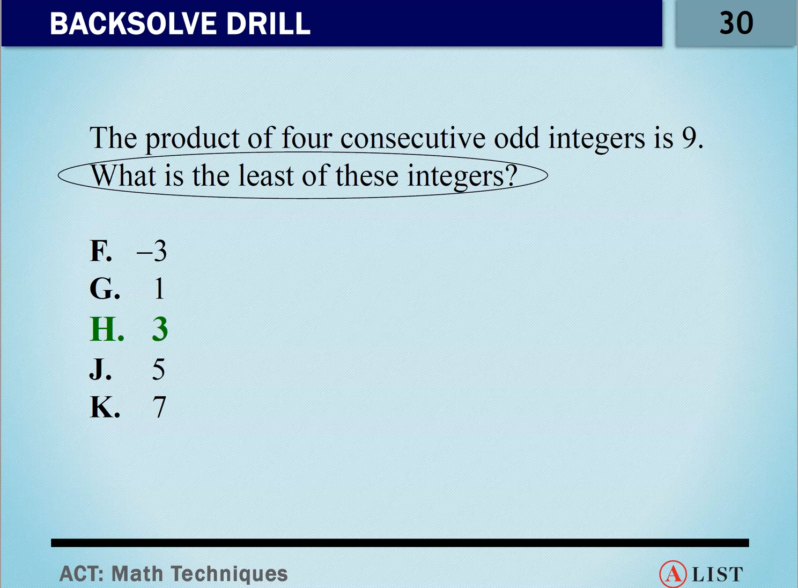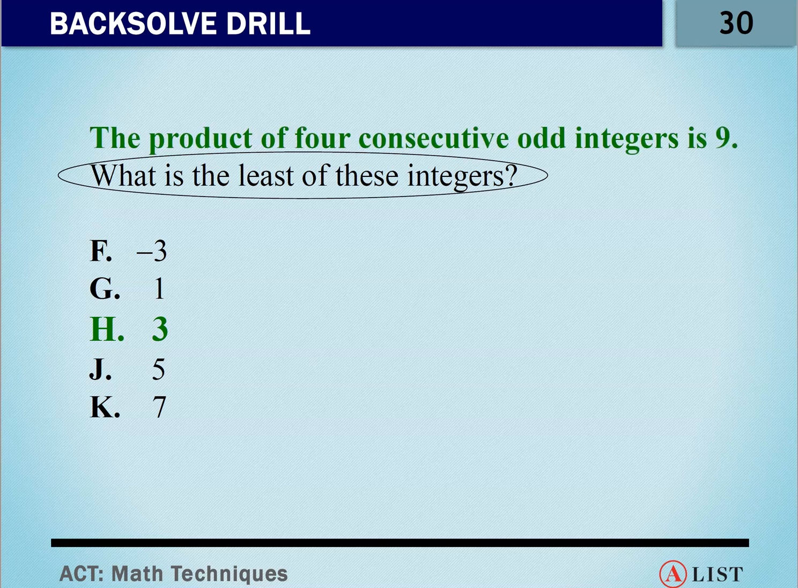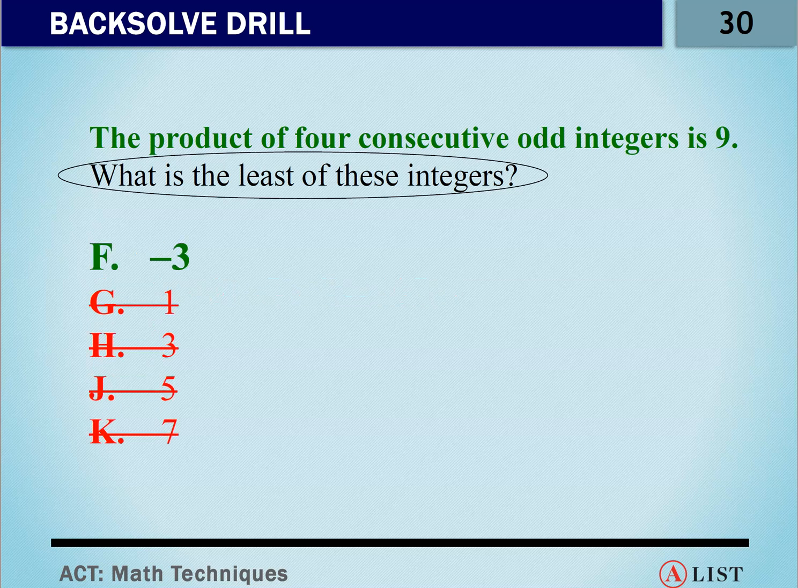If H is 3, then the product means multiplication. So 4 consecutive odds would be 3, 5, 7, 9. That's 945. That's way too much. We want the product to be 9. So we start with 1. 1, 3, 5, 7 gives us 105. Still too large. So it has to be letter F. And when we look at that particular consecutive odd, it's negative 3, then negative 1, then positive 1, then positive 3, which gives us the positive 9.